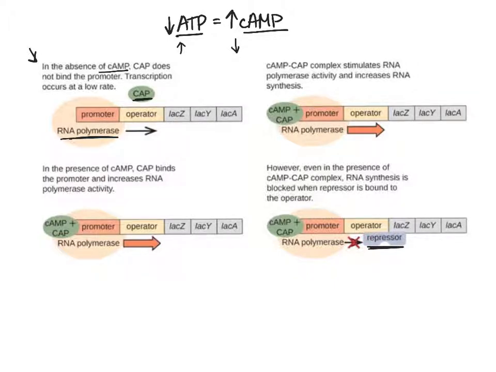But the reason I say in theory is because we can't forget about the repressor. So step by step here. In the next one down in here, it says in the presence of cAMP, right? So if we have low ATP, then we have a high amount of cAMP. So if we have low ATP, likely we were running out of glucose.